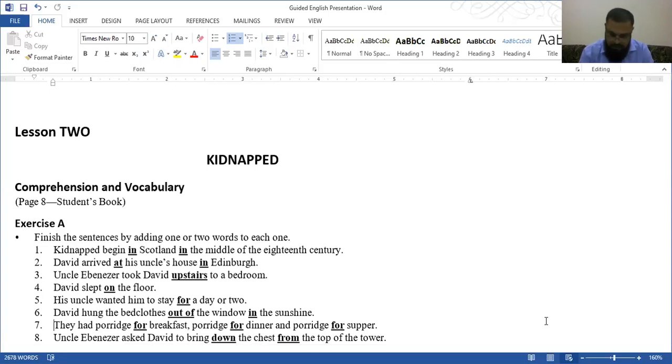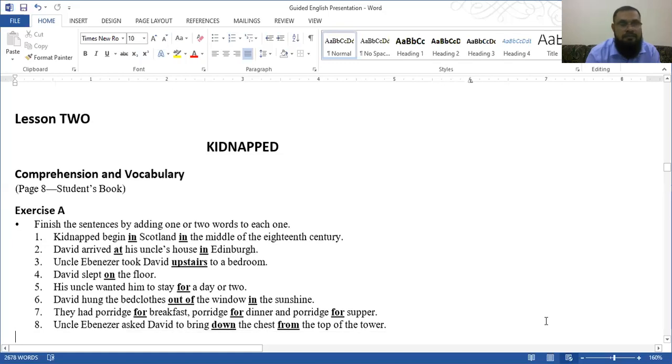I'm sorry, students, I forgot to mention the page number. The story started at page number 7 and ended at 8. Now the exercise at page number 8. Comprehension and vocabulary. Finish exercise 8. Finish the sentences by adding one or two words to each one.